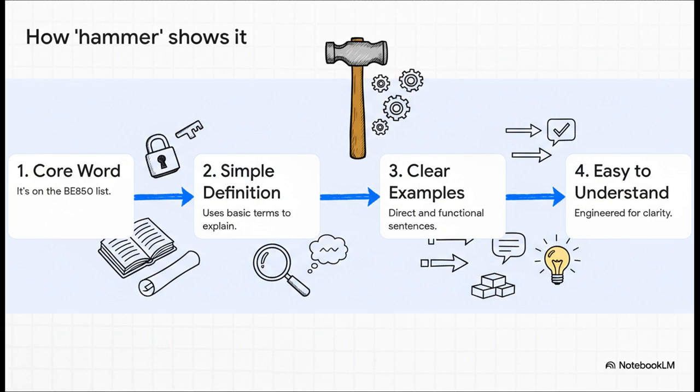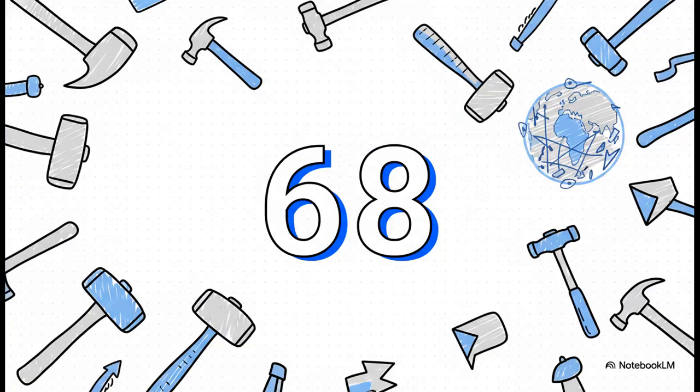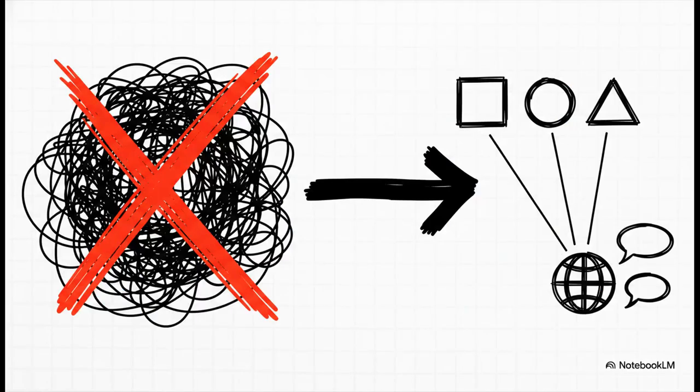And if you want proof that this whole idea works, here it is. That one simple entry for hammer is available and understandable in 68 different languages. 68! That is the power of designing for simplicity. It's incredible. So here's the big takeaway, the most crucial point of all this. The simplicity we saw wasn't a lack of detail. It was a feature, not a bug. It's a deliberate, powerful design choice aimed at one goal: universal understanding.